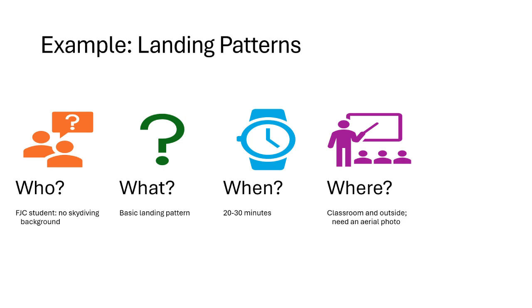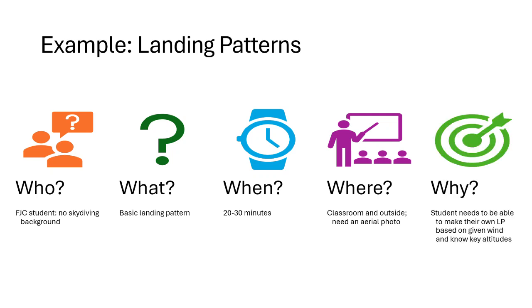And ideally, I'd like to do a little bit of classroom instruction and then finally go outside. It'd be helpful to have an aerial photo. And then my goals, in the end, I want my student to be able to make their own landing pattern based off a given wind direction, and they need to know the key altitudes in that landing pattern. This actually comes from, again, USPA in the IRM 5-3. You'll find standards for your first jump course students.